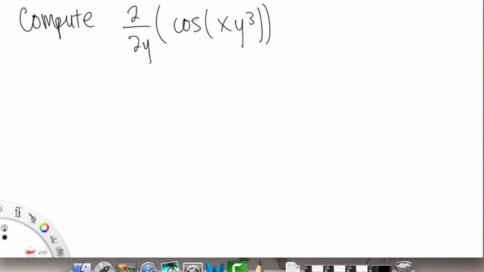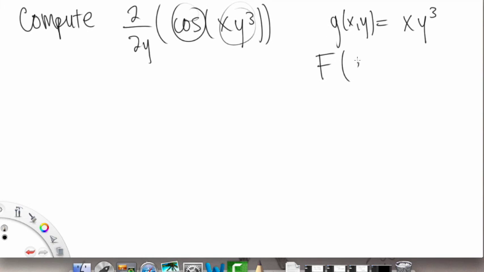So we're going to compute the partial with respect to y of cosine of xy cubed. Here we definitely see a composite function, right? Our outer function is cosine, and the inner function is this xy cubed. So the inner function, let's label that g of x, y is equal to xy cubed. And this outer function, I'll name that our capital F, of g. So this will be cosine of g, basically. So this is the outer one, and this is the inner function.